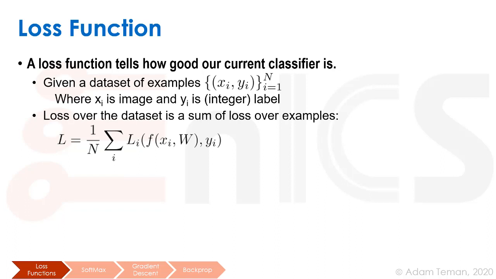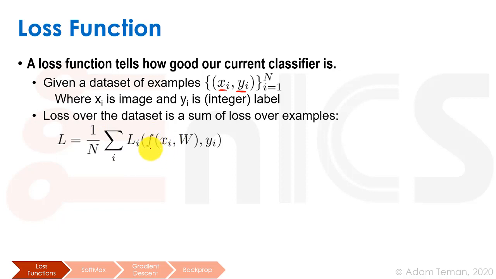Okay, so if we're given a data set of examples, so xi are our examples, our inputs, for example, the pictures that we showed in our image classification problem, and yi, for example, are the labels. So we have this set of examples. The loss over the data set is the sum of the loss over the examples. So we're going to run all of these inputs through, and we're going to calculate the loss, which is some sort of function over all of the examples. And we're going to take the average.